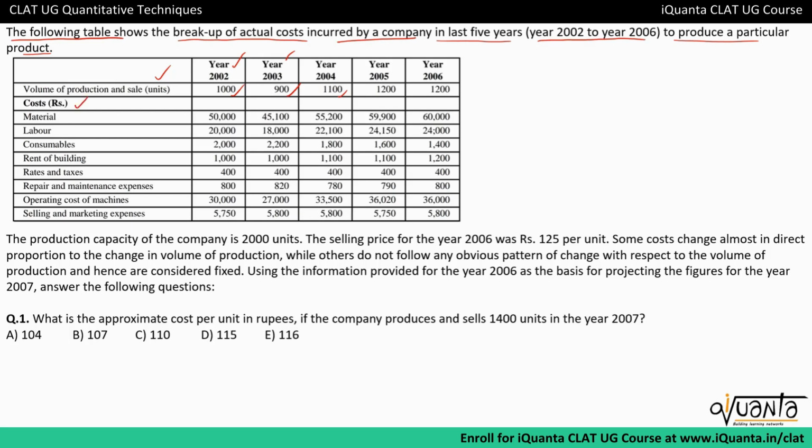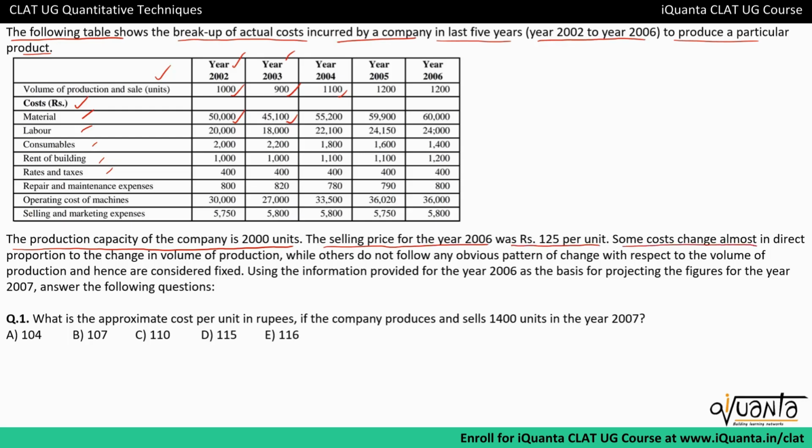We have also been given the cost incurred by the company on these products. Like material, it is spending 50,000 in year 2002, then 45,100 in year 2003, and similarly for all the other products. So we have to read all the data from the table only. Reading further, the production capacity of the company is 2000 units, so maximum the company can produce these many units. The selling price for the year 2006 was rupees 125 per unit.